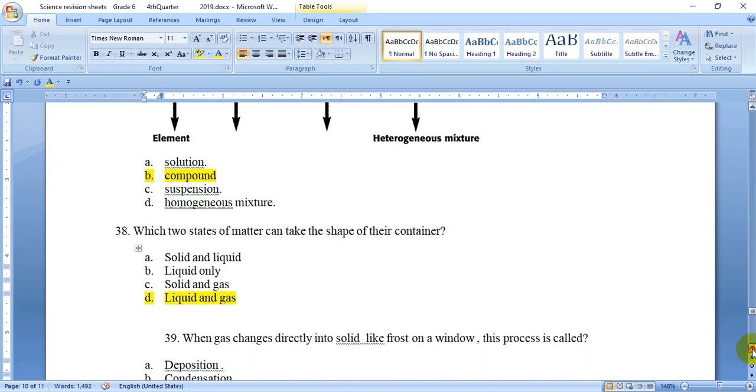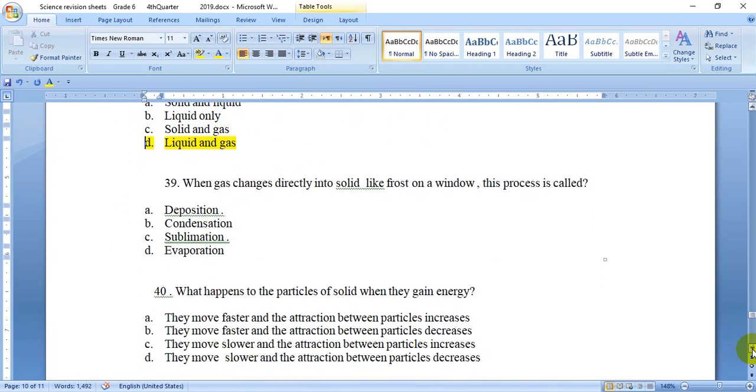Question 39. When gas changes directly into solid, like frost on a window, this process is called what? Changing from gas to solid directly is called deposition. But the opposite, from solid to gas directly, is sublimation. So we have to remember: from gas to solid, deposition; from solid to gas, sublimation.